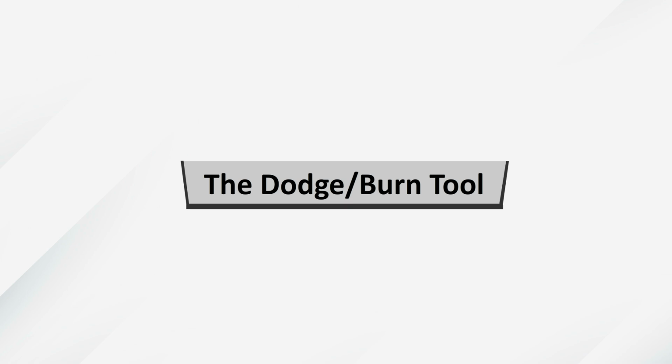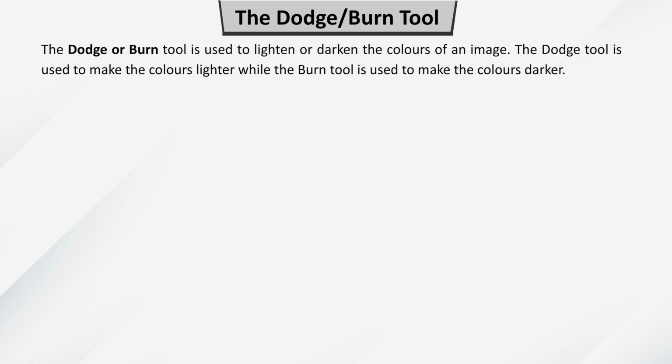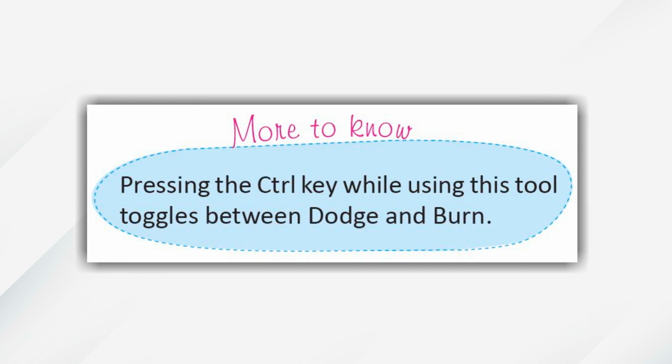The Dodge or Burn tool. The Dodge or Burn tool is used to lighten or darken the colors of an image. The Dodge tool is used to make the colors lighter, while the Burn tool is used to make the colors darker. More to know. Pressing the Control key while using this tool toggles between Dodge and Burn.